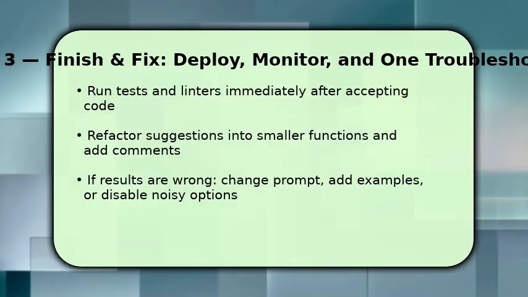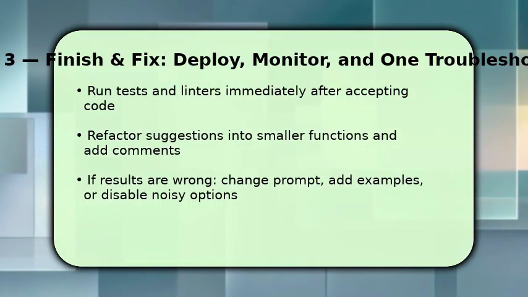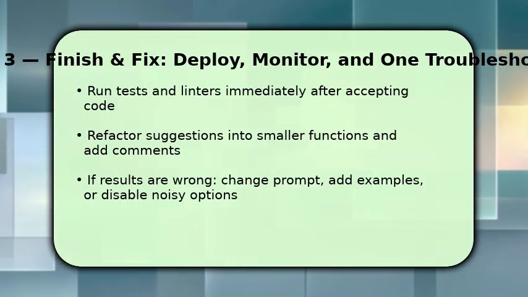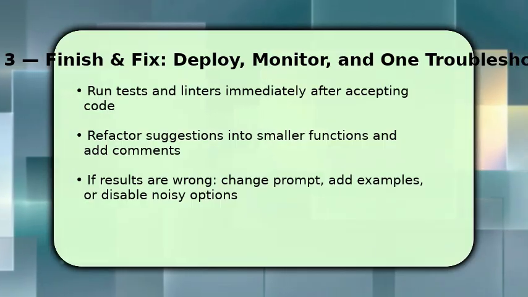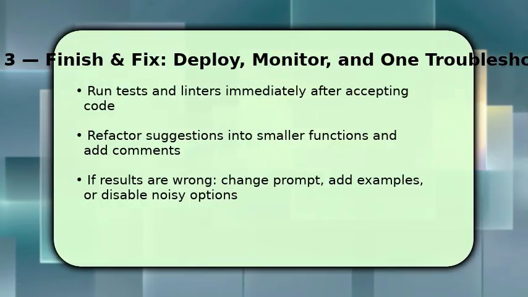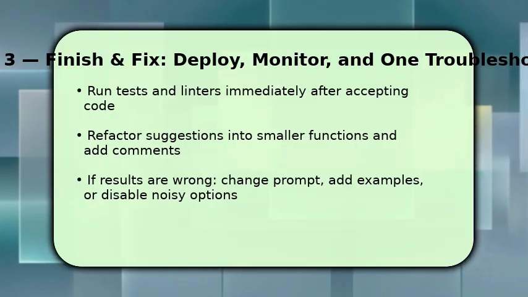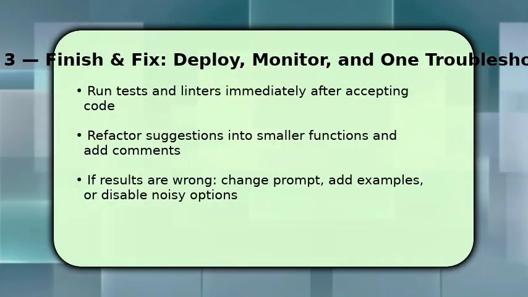If output is incorrect or unsafe, change your prompt to be more specific, supply example inputs, or temporarily disable certain suggestion modes. One key troubleshooting tip: when Copilot repeats wrong patterns, reset context by opening a minimal file and reprompting to clear misleading history.